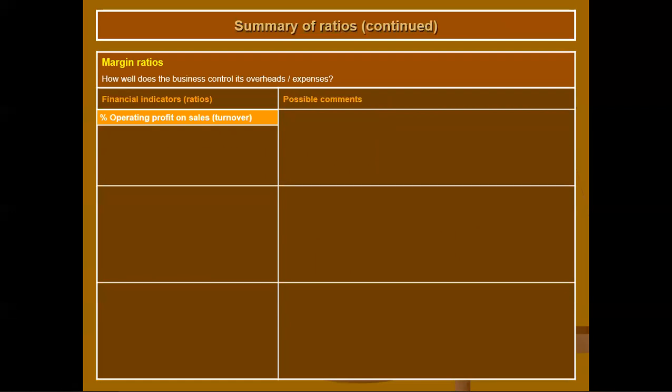Please remember, operating profit is simply your gross profit plus your other income, and then you minus all your expenses, then you will get your operating profit. It's your gross profit plus other income minus all your expenses.